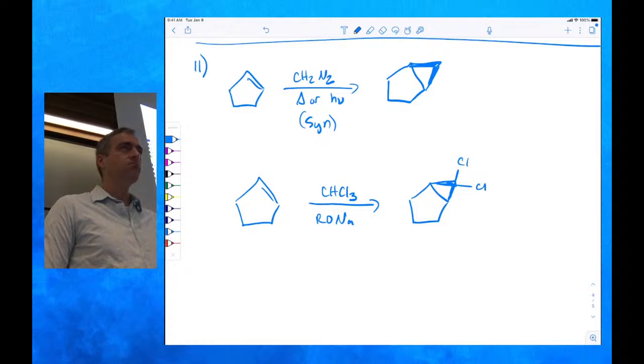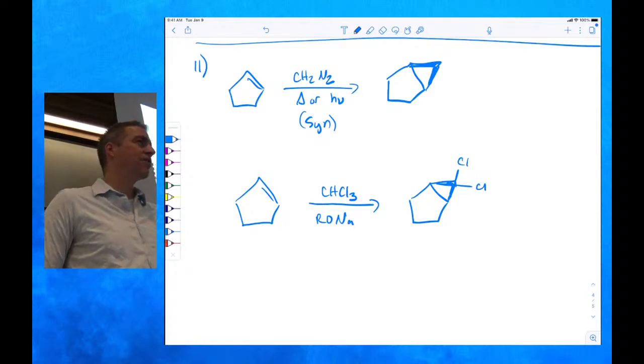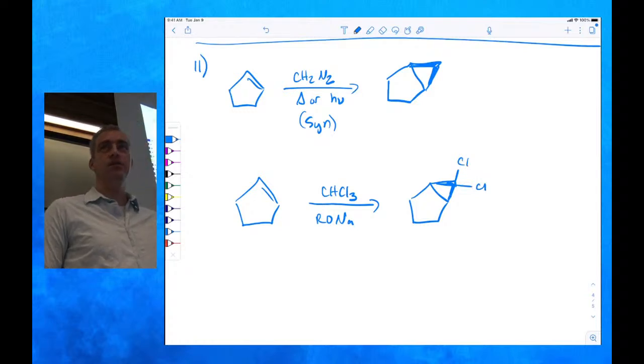So I'm going to bundle those 2 reactions together and call it a single one. Carbene addition. And there are 2 sets of conditions to keep an eye open for. One that makes CH2, one that makes CCl2, whatever you want to say.